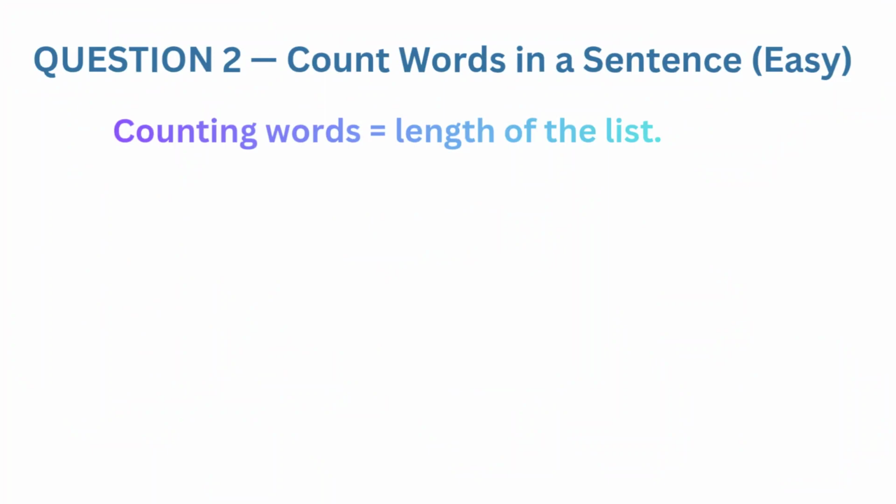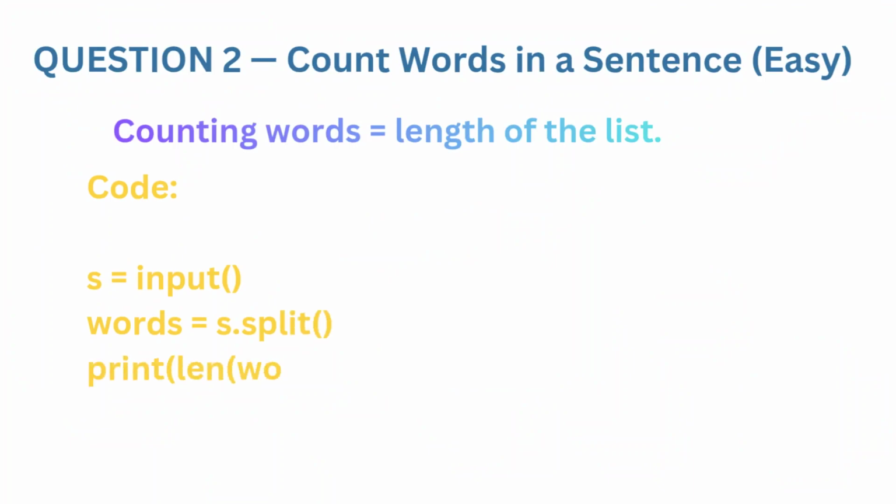So it will be s equal to input, that means it will input a sentence from the user, and words equal to s dot split, that means the split function separates the string wherever there are spaces, and print length of words, that means the word count will be the same as the length of the list.